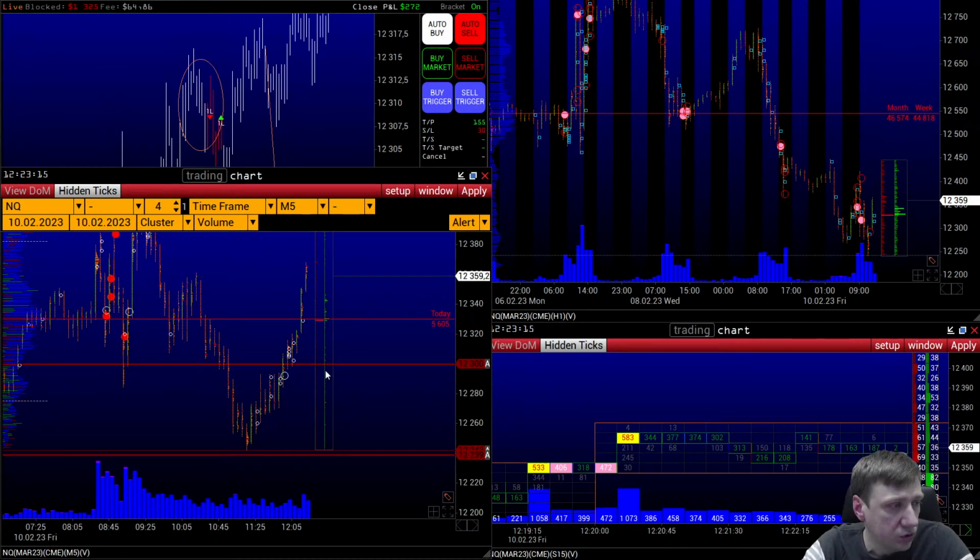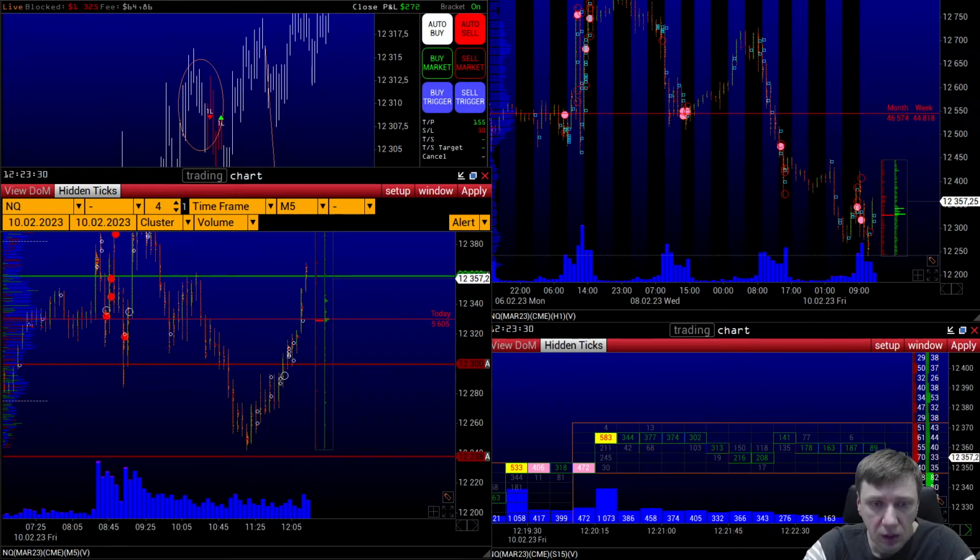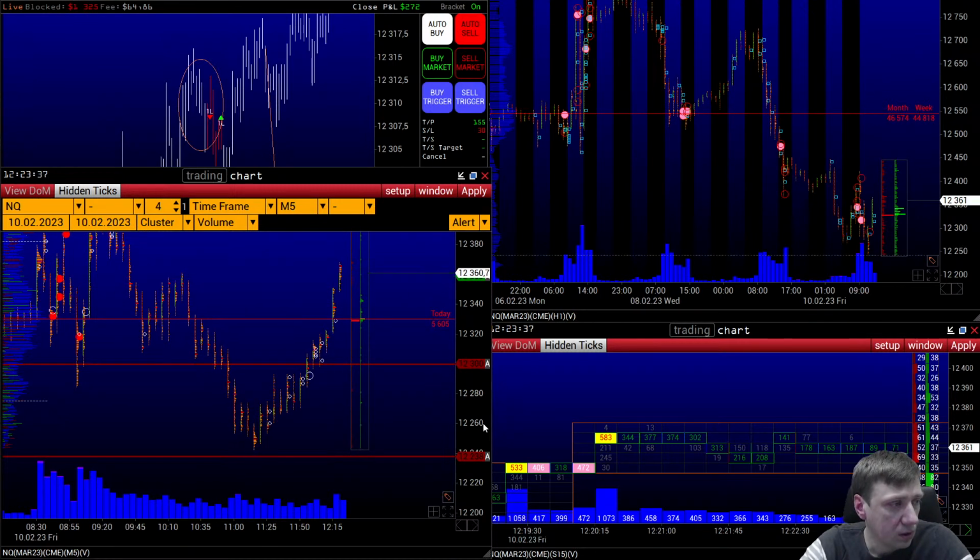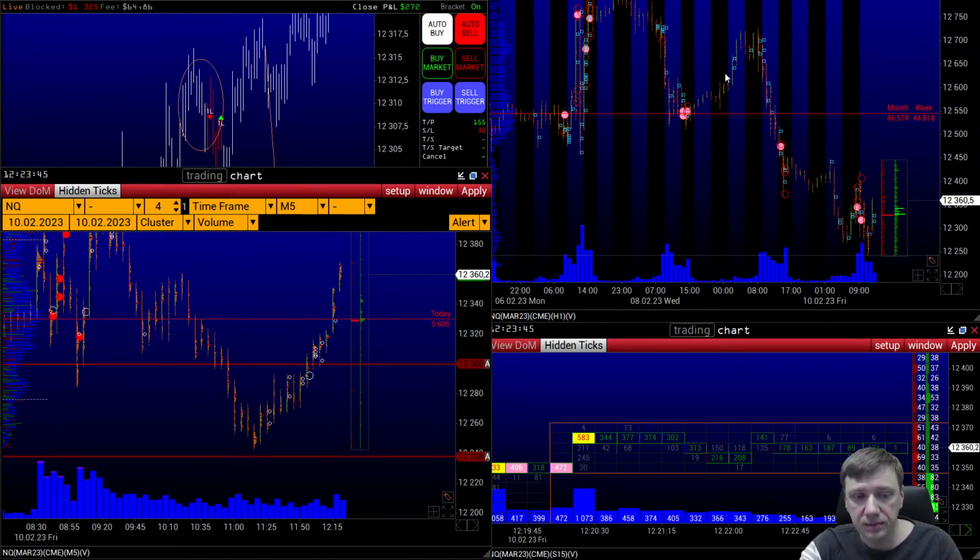Because if you open a trade at 12,300 and you have a stop loss at 12,238, it means your stop loss is 250 ticks. And using my strategy, you can make lower risk. You can have lower, smaller stop losses.